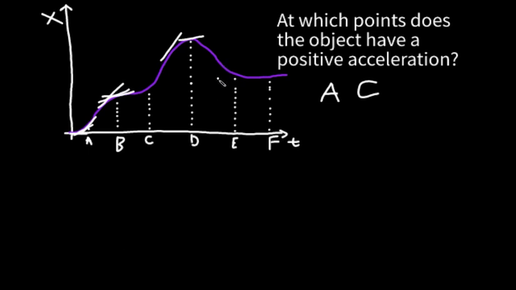Point E, we start out with very negative tangent lines, and as we get past point E, they become progressively less negative. This graph has also more of an upward curvature. We go from very negative tangent lines to less negative tangent lines. So point E is also a point of positive acceleration. And then at point F, we don't have any tangent lines, so we can't say that the object has a positive acceleration here. So our points of positive acceleration are A, C, and E for this problem.